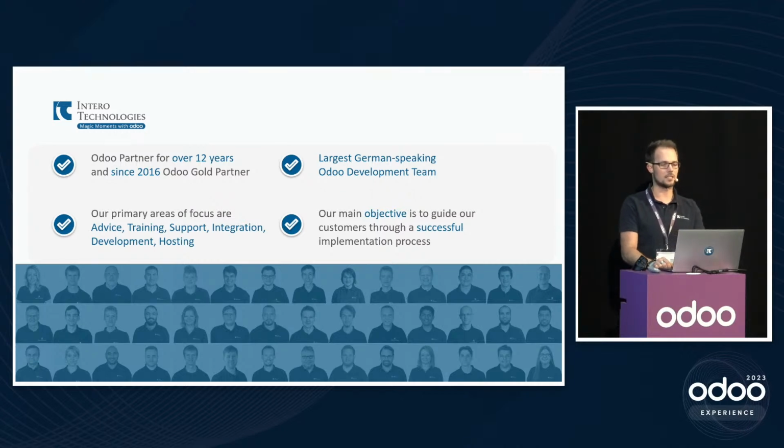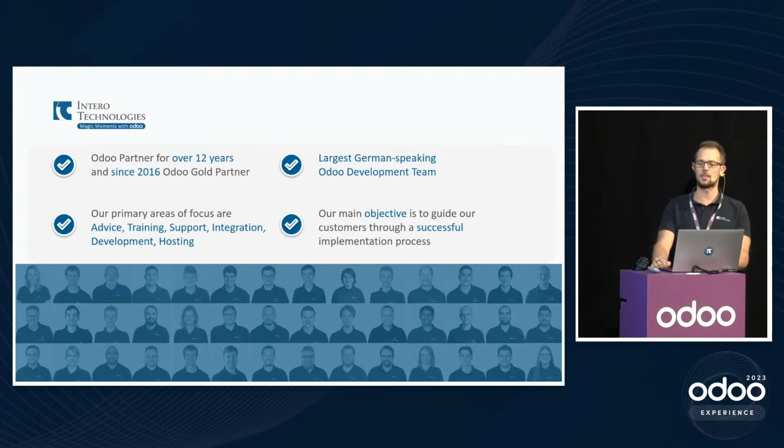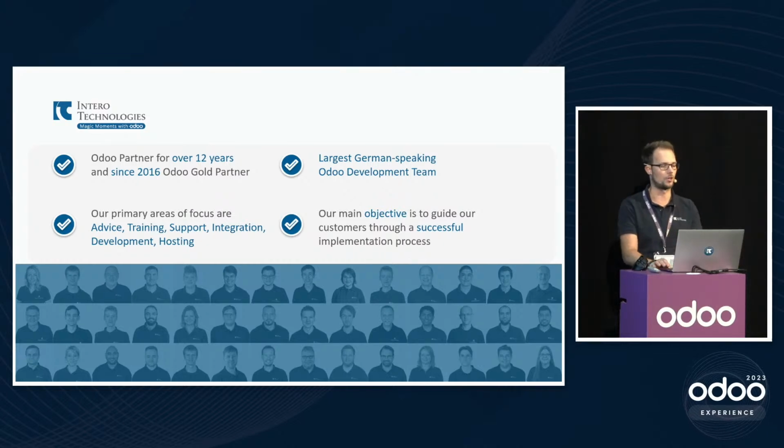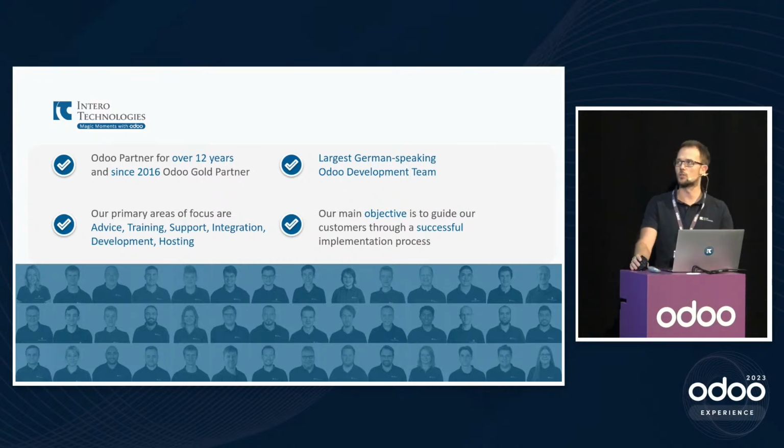Our success is also based on the largest German-speaking development team in our company, with over 100 employees. It is also our expertise in a range of services, like advice, support, smooth integration, active development, and hosting solutions. All in all, everything out of one hand. This helps us guide our clients successfully through the Odoo implementation process.